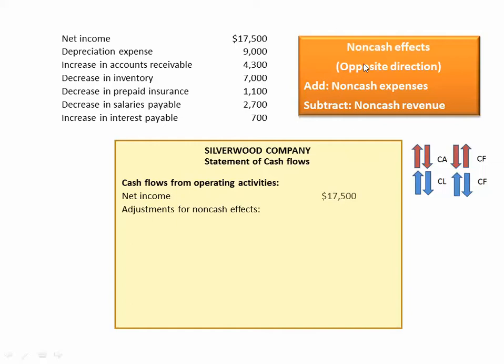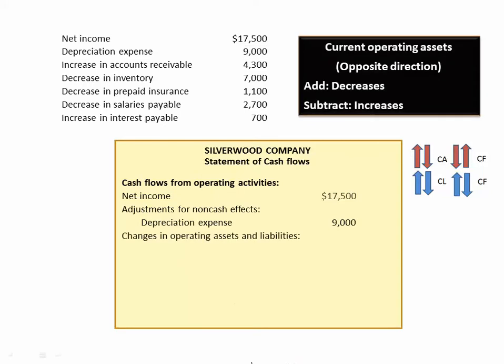So here's what the textbook says. You can disregard this right now. Non-cash effects, opposite direction. Add non-cash expenses, subtract non-cash revenue. So depreciation expense is $9,000. Anytime we see depreciation expense or accumulated depreciation has increased over time, we're going to add that back, because the original net income figure, we subtracted it to get that net income figure. So we're going back to cash, so we're going to add this back. Again, accrual accounting to cash accounting.